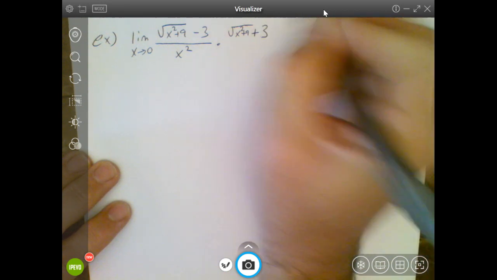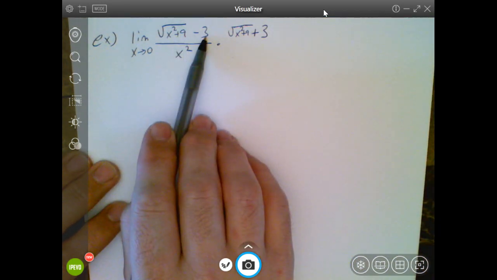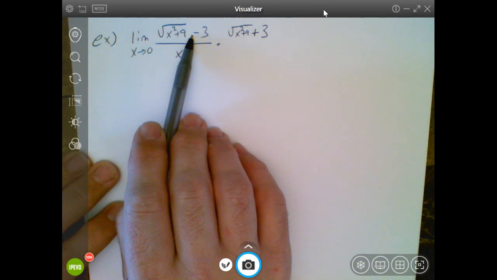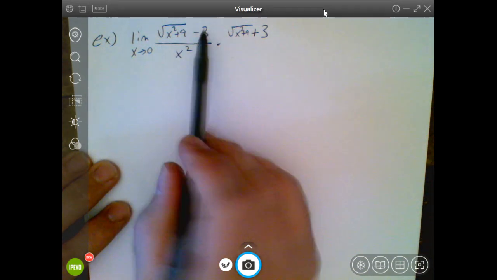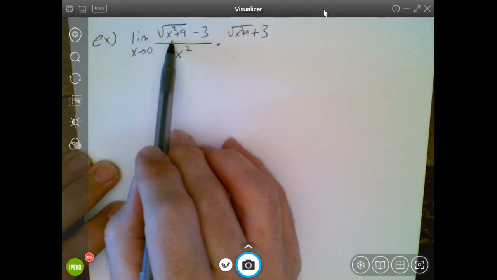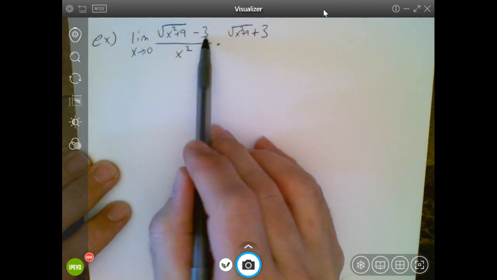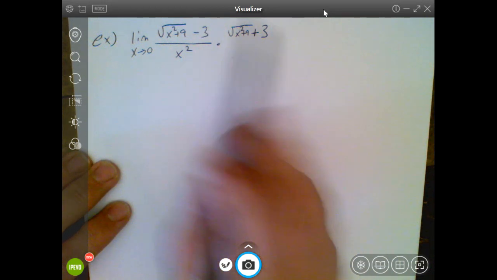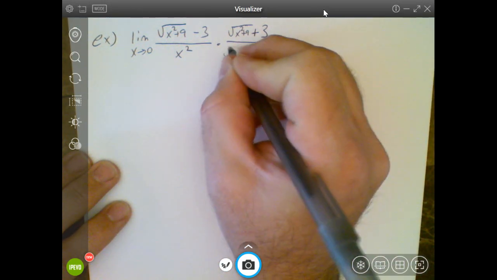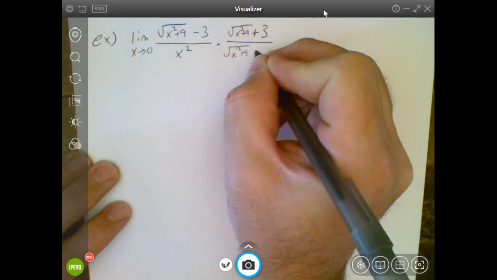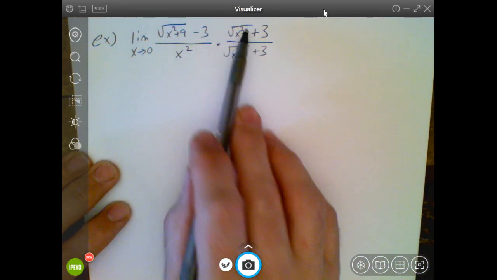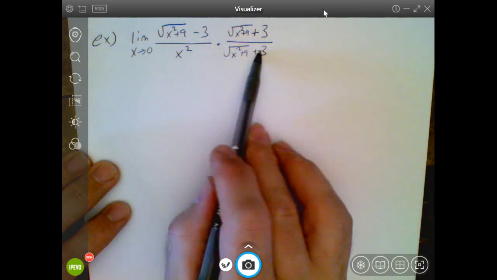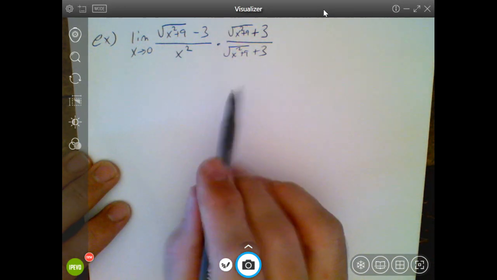So we're going to basically multiply by the exact same thing, but switch the sign of the connection between the two terms. Okay, so multiply by exactly what the square root is, exactly what the other term is, but just change the sign. And if you do it to the top, of course, you've got to do it to the bottom, so that you're really not changing anything. You're just rewriting it, because really you're just multiplying by 1, right? Anything divided by itself is going to be 1. So we're just manipulating this.